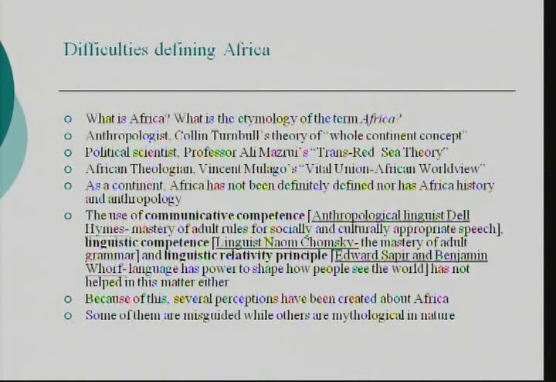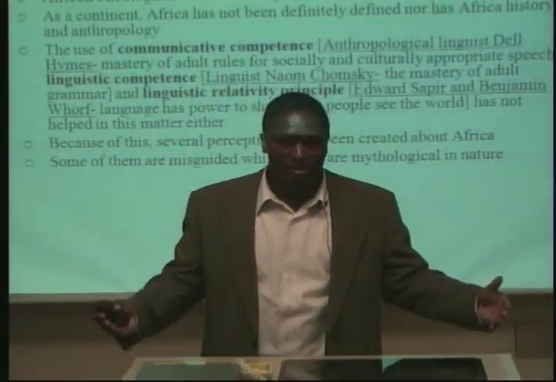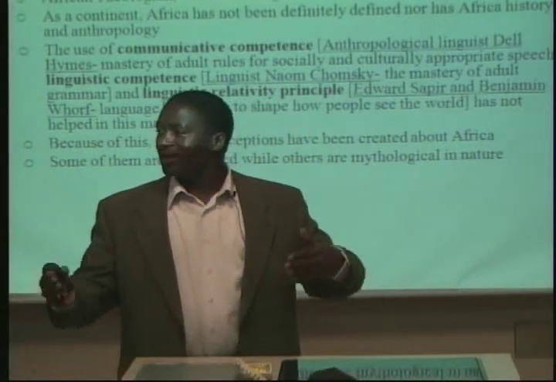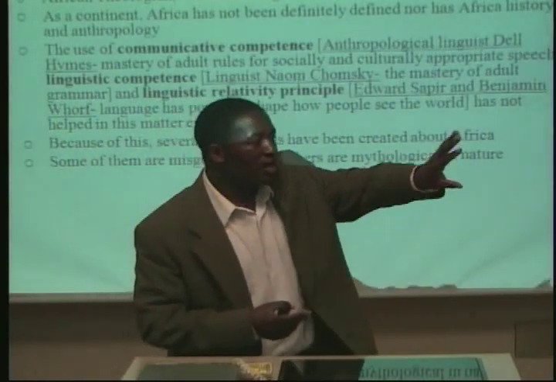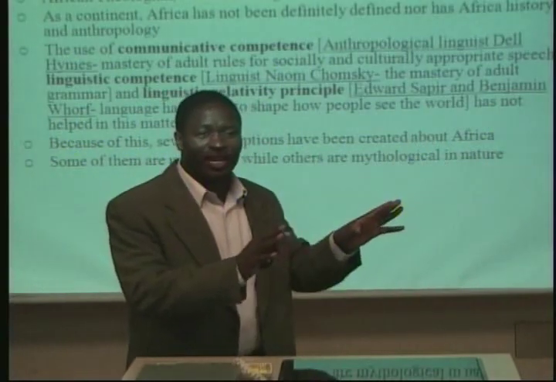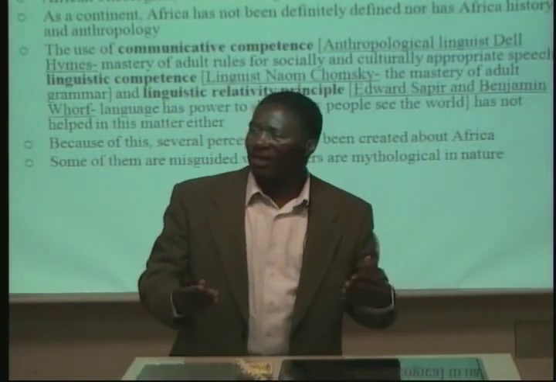But then this political scientist, Professor Ali Mazrui, came up with another theory, which he calls the Trans-Red Sea theory. It says Africa also includes Saudi Arabia. Because of what? The Arabic language in Saudi Arabia, the culture is almost the same. When you go to Egypt, Algeria, North Africa, you go up to Nigeria, you come even to Sudan, the climate is almost the same, the languages are the same, all these things.